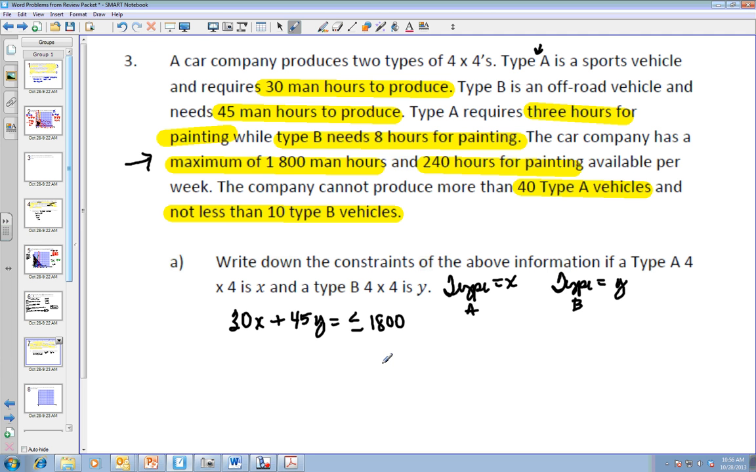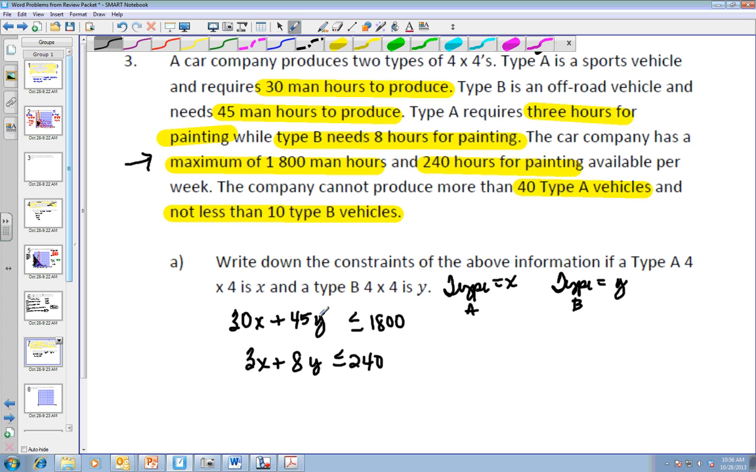Let's see, what's our next thing they're talking about? They're talking about painting. All right, so 3 hours for Type A to paint, so Type A is 3 times X. Type B needs 8 hours, so 8 times Y. Let's find our other information that talks about painting. It has a maximum of 240 hours for painting, so it has to be less than or equal to 240. And I just noticed I put an extra little equal sign in there. There you go.